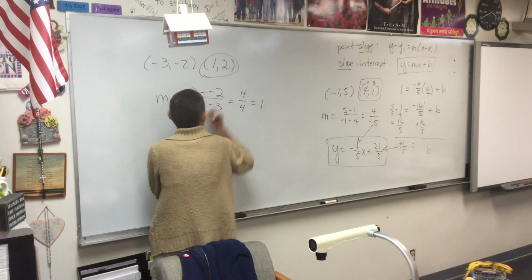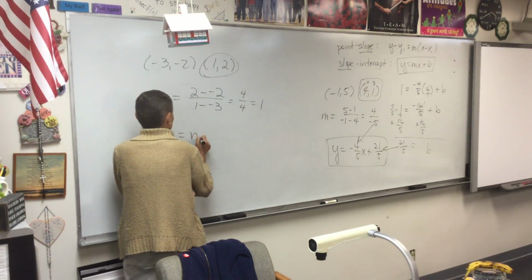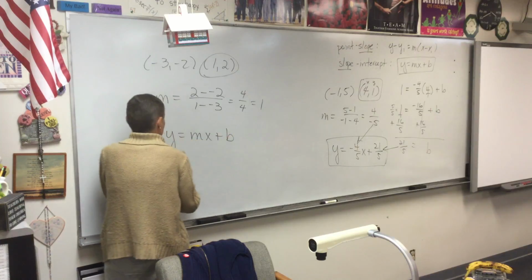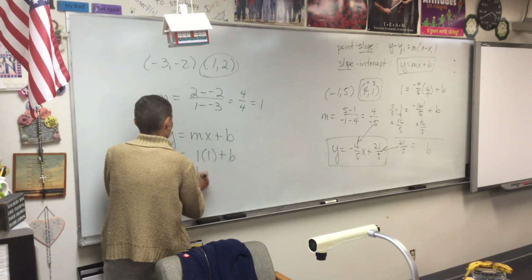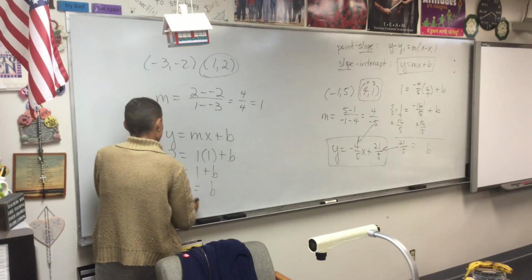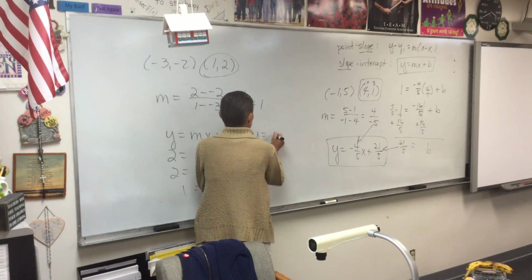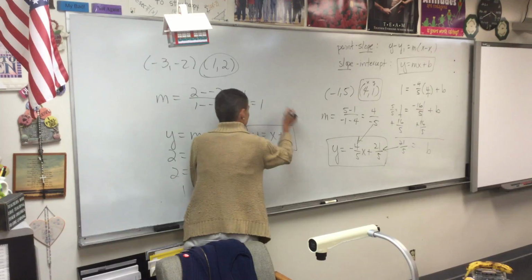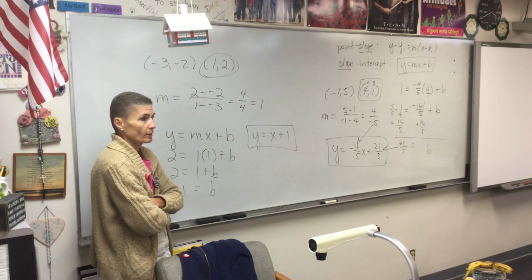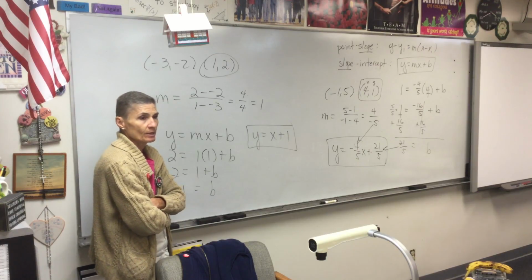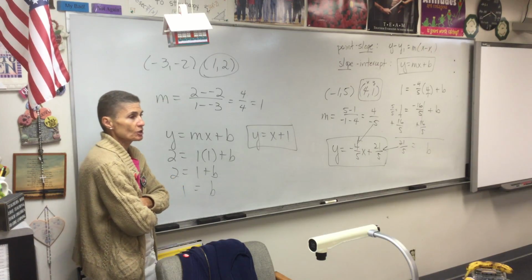I'm gonna pick this point. So 2 equals 1 times 1 plus B. Oh my gosh, you're right. This was an easy one. Y equals X plus 1. Everybody getting that as your final answer? Yeah. Boy, if there's no fractions, it's a quick process. It's easy, isn't it?